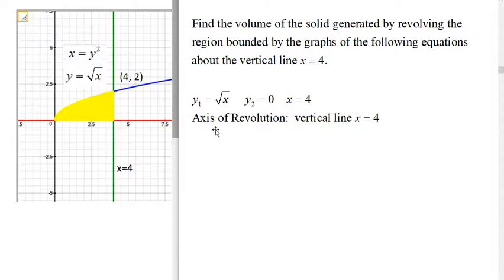We have a bounded region that's bounded by these graphs, and we want to revolve the bounded region about the line x equal to 4, and then find the volume of the solid of revolution. So this is the graph y equal to the square root of x. This is the line y equal to 0, and this is the vertical line x equal to 4. And this vertical line is also the axis of revolution. And so we want to revolve this bounded region about this line.